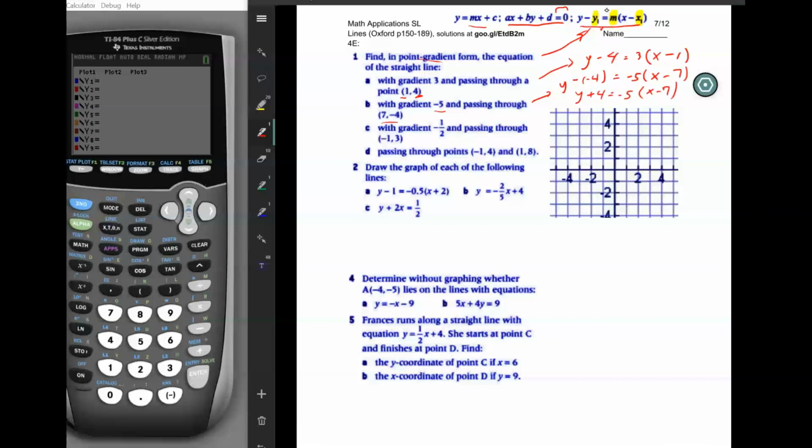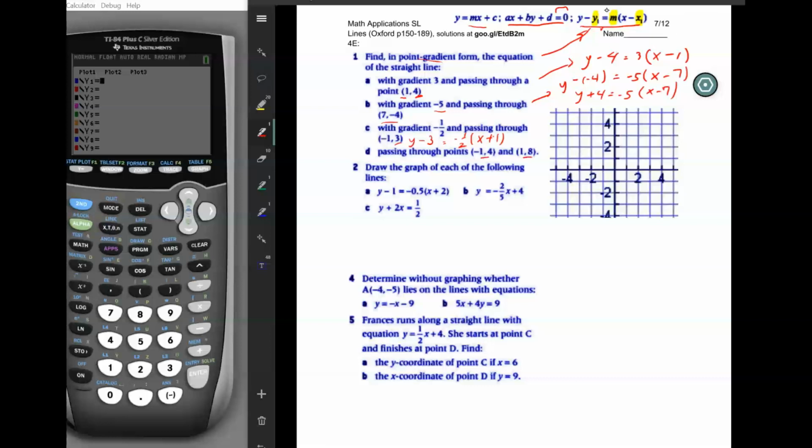Then it says, with gradient -1/2 and passing through (-1, 3). So let's do that. We'll put y minus 3 equals -1/2 times (x minus -1). And remember, x minus -1 is x plus 1.